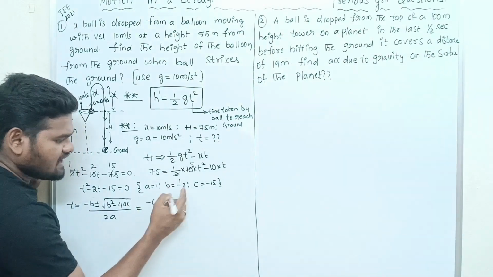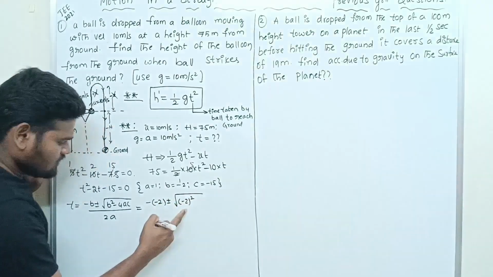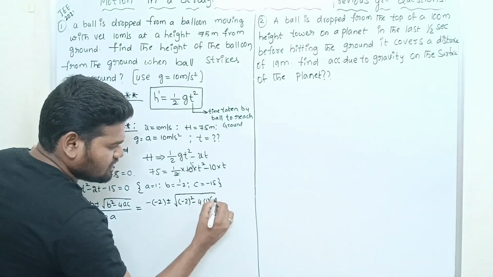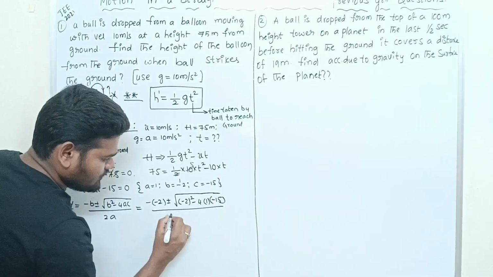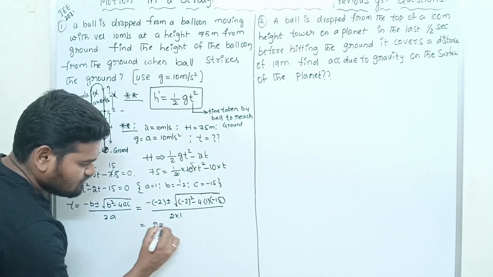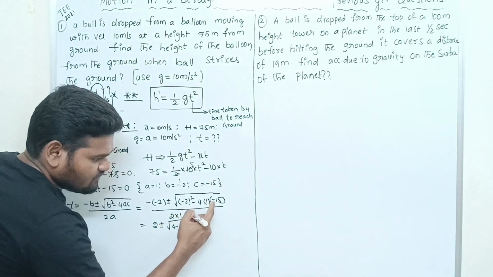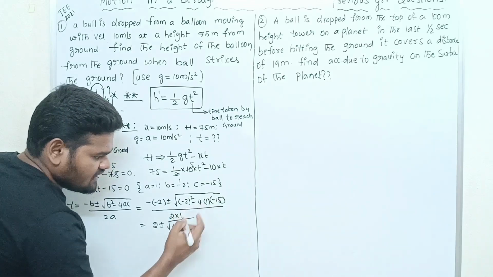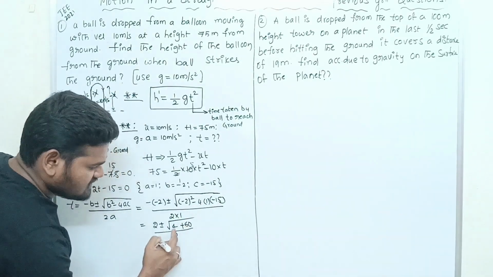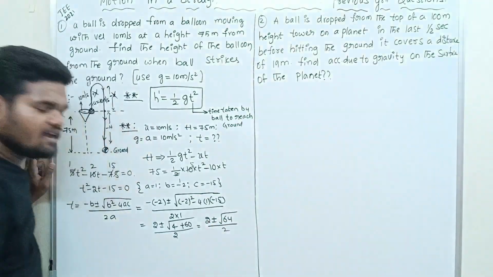So minus, what is the value of b? Minus 2 plus or minus under root of b square. So minus 2 whole square minus 4 into, what is the value of a? 1, into minus 15, the c value, by 2 into a. What is the value of a? 1. So minus into minus, plus or minus under root of 2 square is 4, minus minus into minus plus, 15 4s are 60, divided by 2. 60 plus 4 is 64, so 2 plus or minus under root of 64, divided by 2.